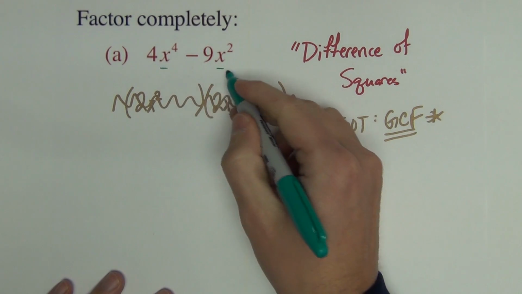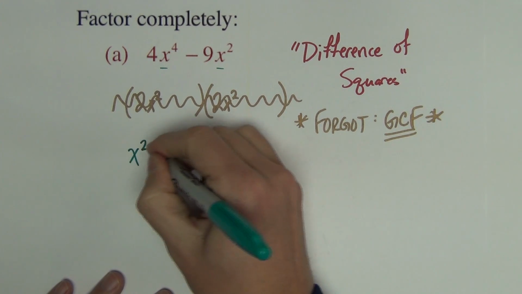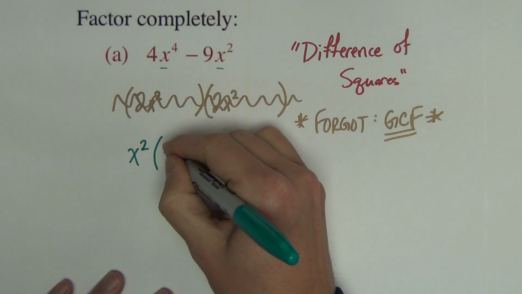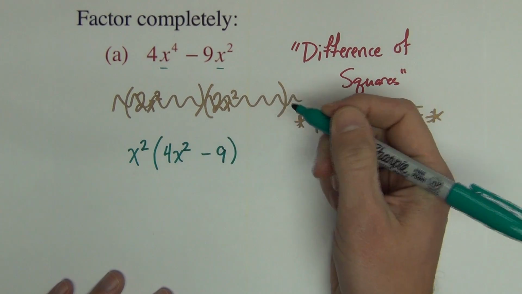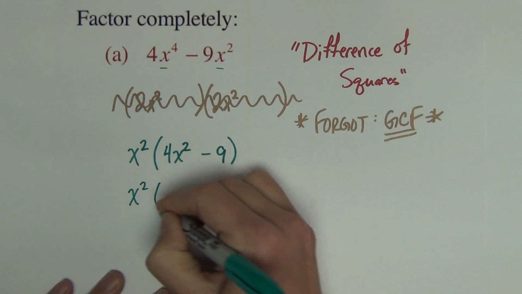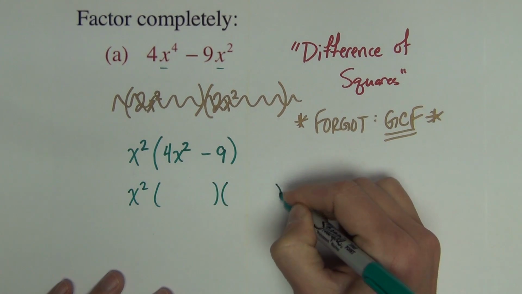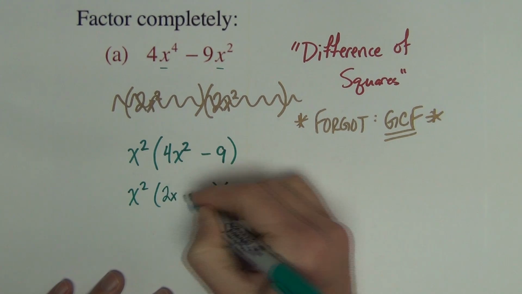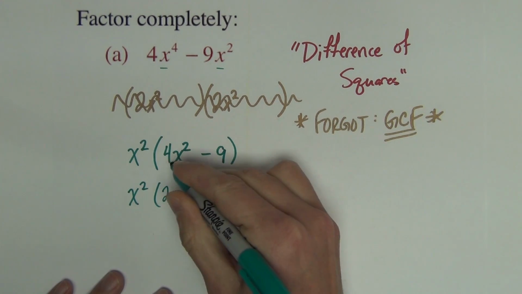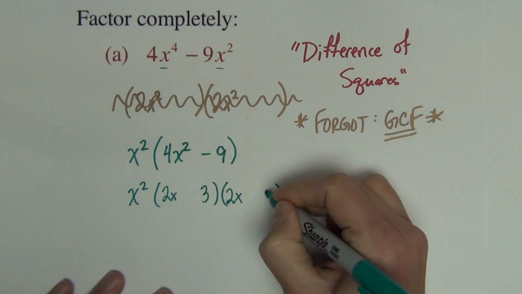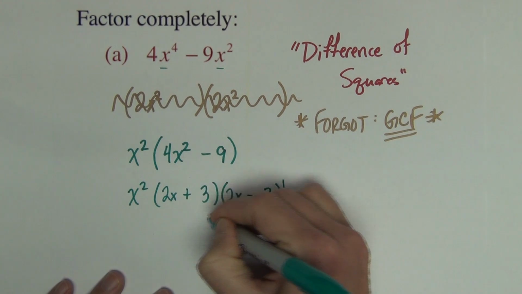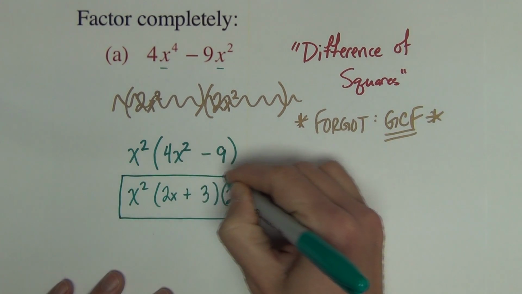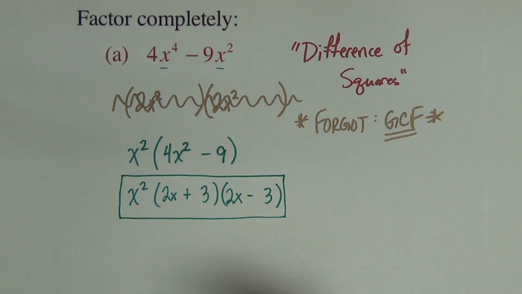Notice that there are x's in both terms. I'm going to take out an x squared, leaving me with 4x squared minus 9. Now, keeping that x squared, we're going to factor 4x squared minus 9. 2x times 2x is the square root of 4x squared. 3 is the square root of 9. One plus, one minus. That's our difference of squares factoring pattern, with this example having that common factor of x squared to deal with as well.